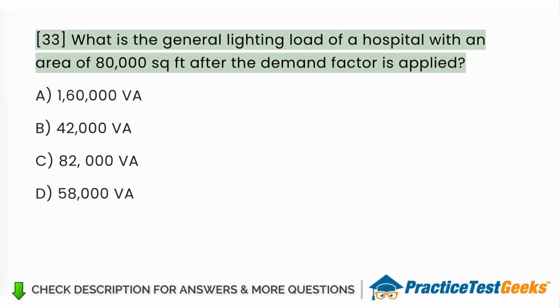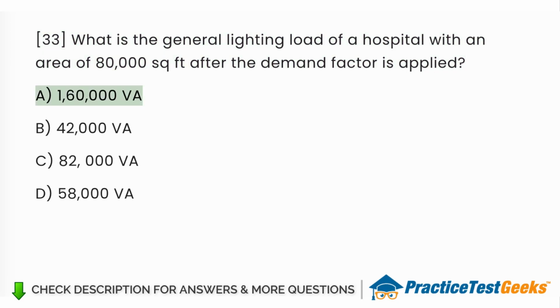What is the general lighting load of a hospital with an area of 80,000 square feet after the demand factor is applied? A. 160,000 VA. B. 42,000 VA. C. 82,000 VA. D. 58,000 VA.